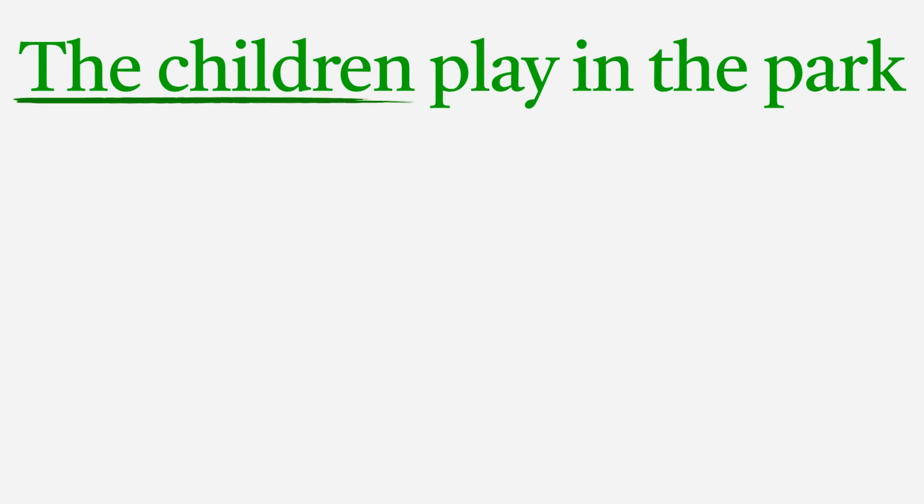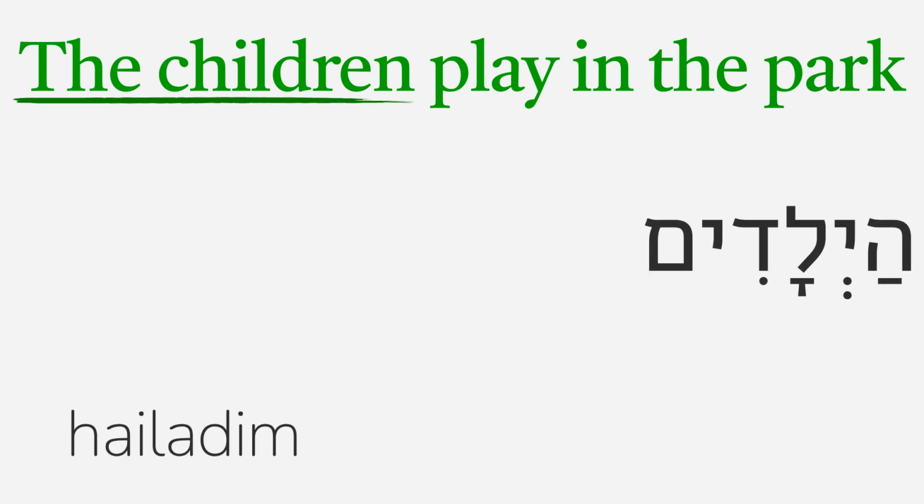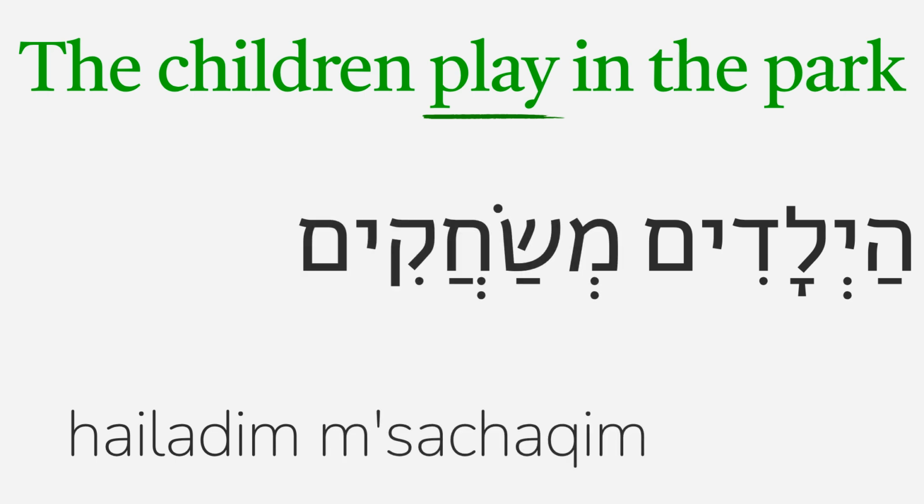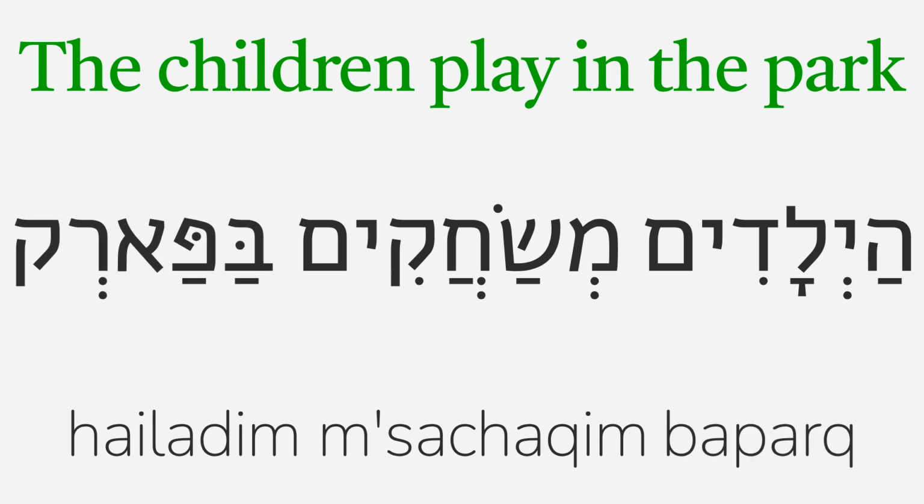The children is hayladim. Remember that the masculine plural word yaladim can mean children or boys, a mixed group of both men and women, or a group of all men. Since the subject is masculine plural, the verb play will be the masculine plural form of the Piel present tense, masahakim. In the park is bapark. Hayladim masahakim bapark. The children play in the park.